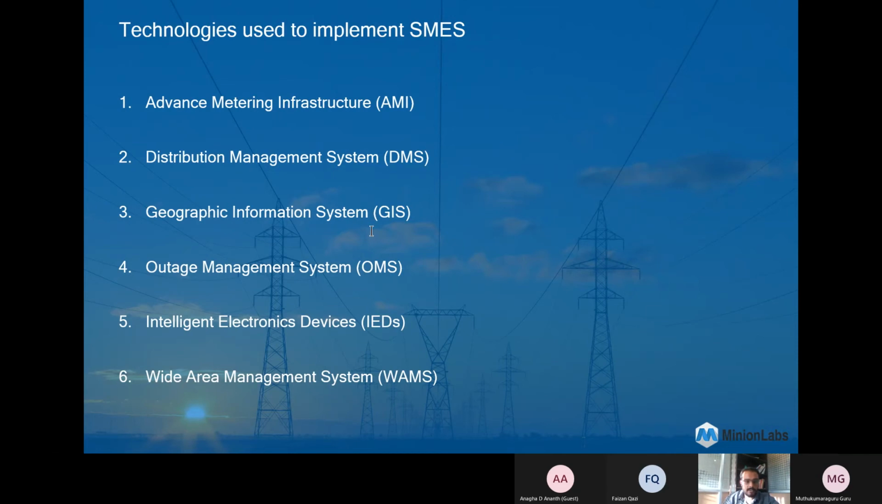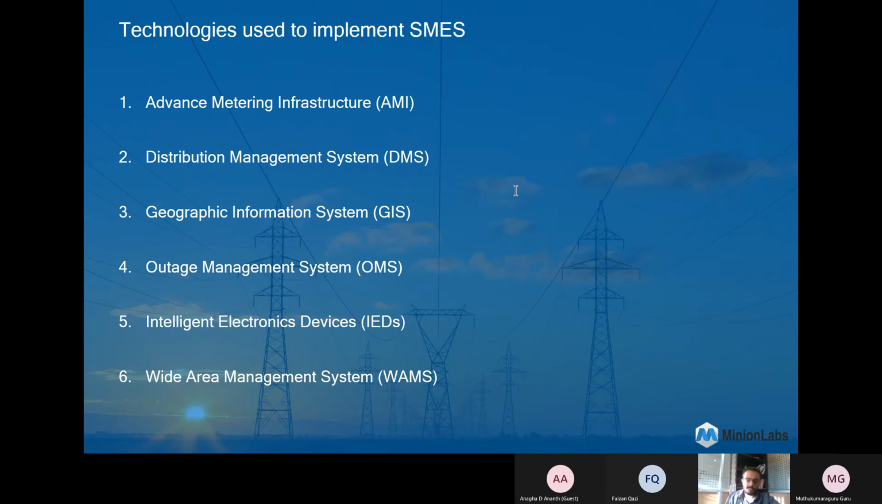So intelligent electronic devices, IEDs, are advanced application-enabled devices installed in the field that process, compute, and transmit information to a higher level. These can collect data from both network and consumer facilities and allow network reconfiguration either locally or commanded from the control center.